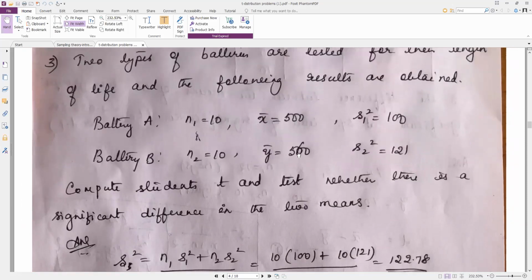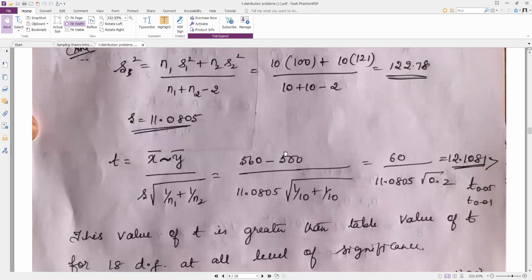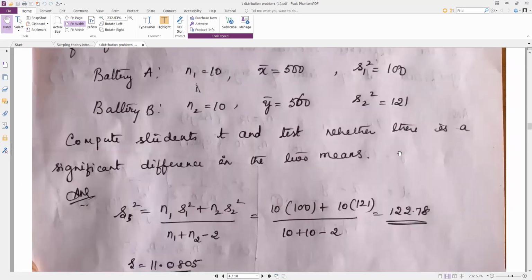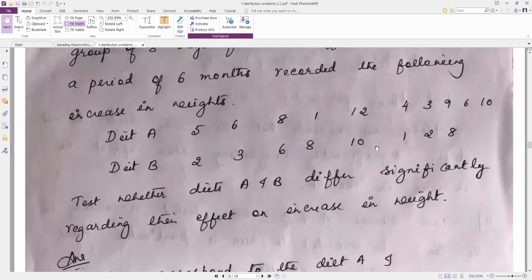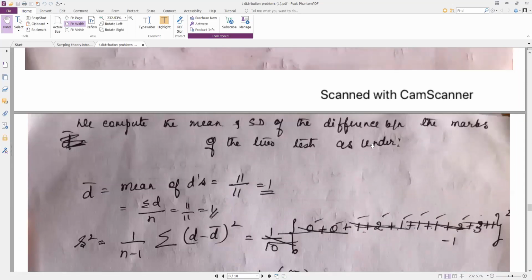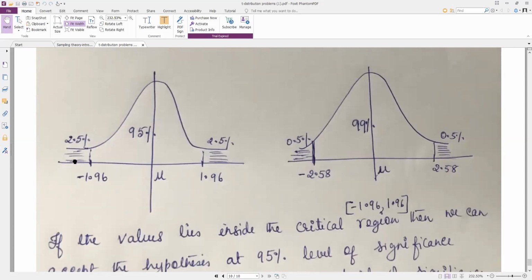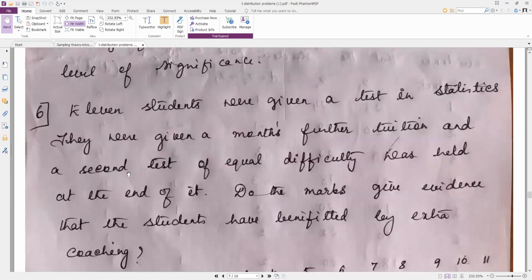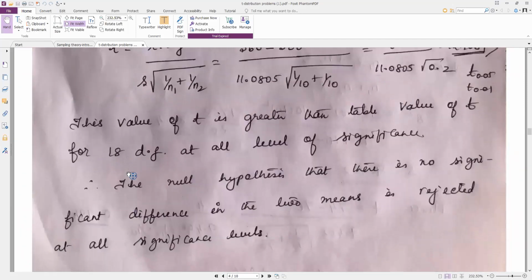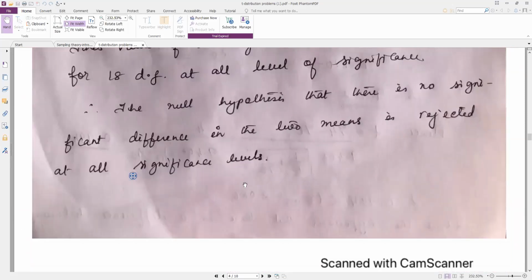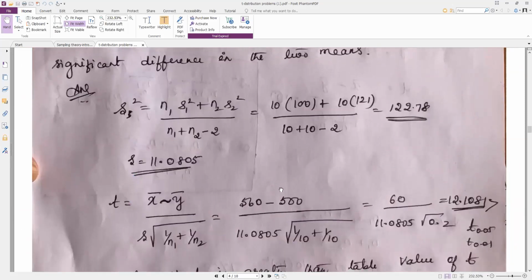x bar is 500, y bar is 560. Whenever the difference is asked, you take the positive value. You can take the negative value also, no issues, because we are taking the two tails, right? You have seen the diagram. Due to the symmetry, if it is plus or minus, both are in the rejection region. It doesn't matter, but always, whenever the difference is given, you take the positive value, that means higher minus lower value. So that gives you 12.1081.